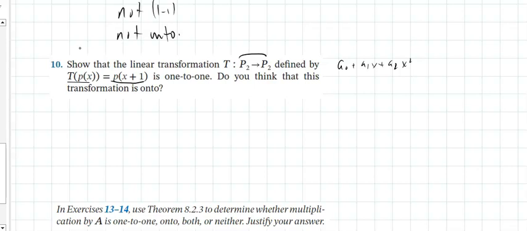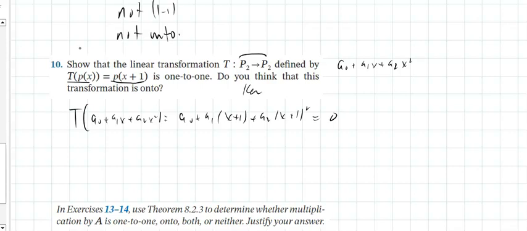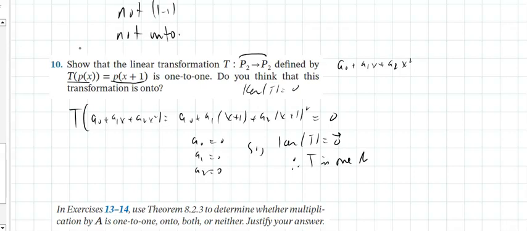If I take the transformation of A sub 0 plus A sub 1x plus A sub 2x squared, that's simply A sub 0 plus A sub 1 into x plus 1 plus A sub 2 into x plus 1 squared. If I set that equal to 0, I'm trying to figure out what the kernel of T is. The only way that will work is if A sub 0 equals 0, A sub 1 equals 0, and A sub 2 equals 0. So the kernel of T turns out to be the 0 vector. Therefore, T is 1 to 1.